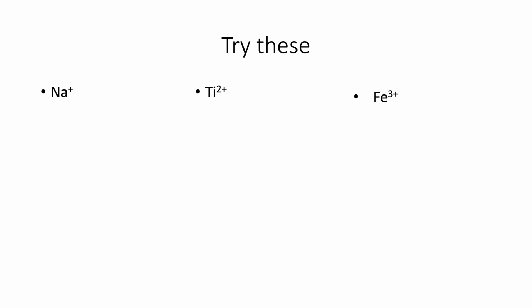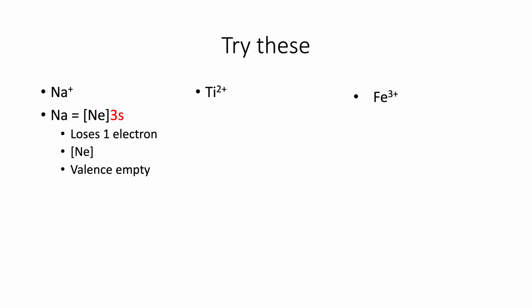All right, hopefully you're back from pause. So let me go through these. So sodium is neon 3s. Again, how did we get this? This is something that we did earlier in these slides, so you want to make sure you review it. All right, we're going to remove an electron from the valence. I'm putting the valence in red just to help you. So it'll be neon. The valence is empty. This would be the configuration of Na and Na+.